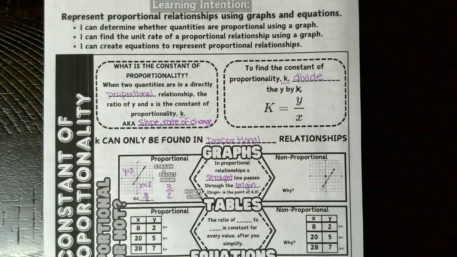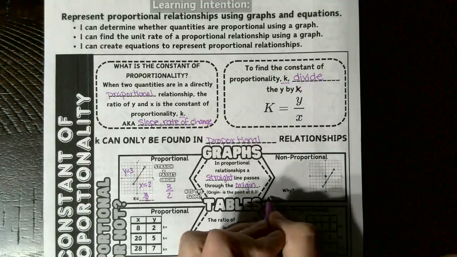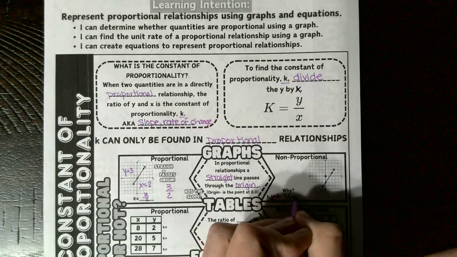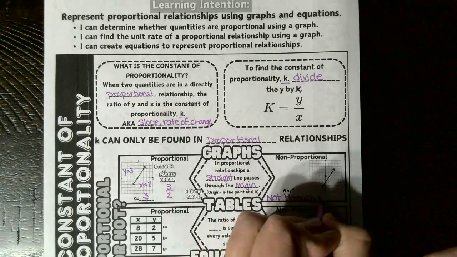I can't tell what the k is because there is no way to find that out. Okay. So why is it not proportional? Because it does not pass through the origin.